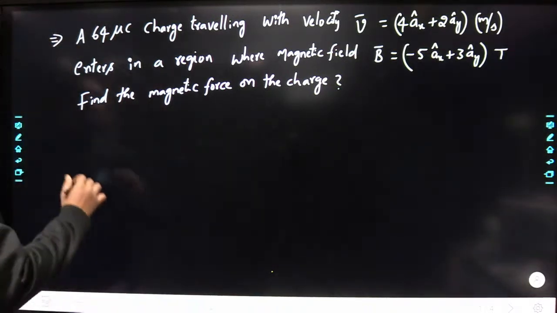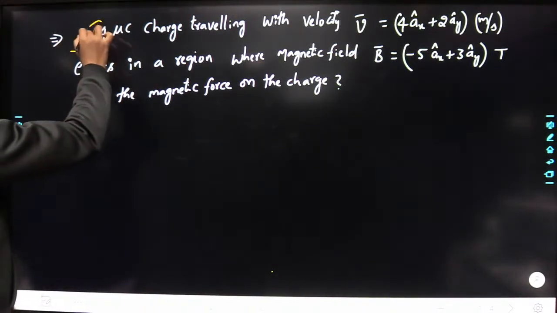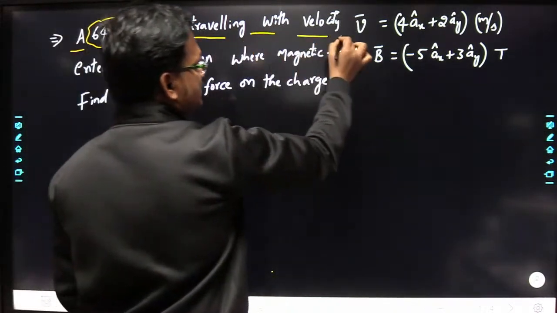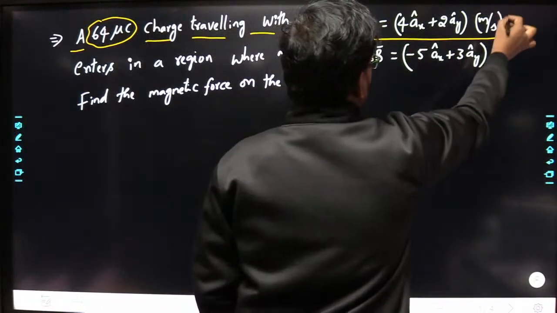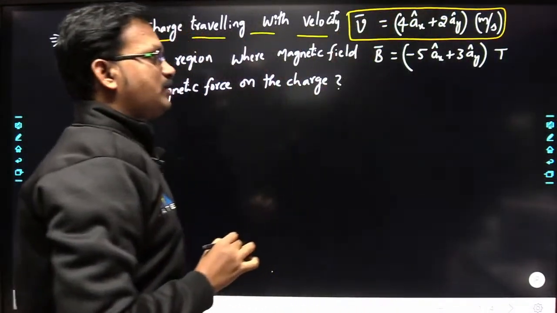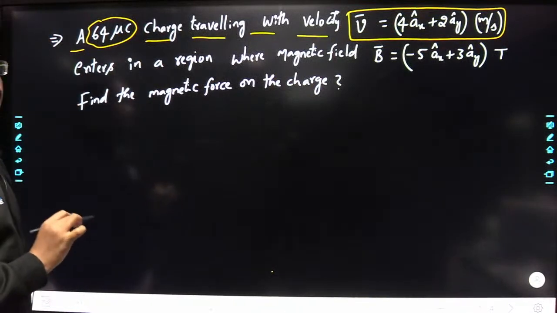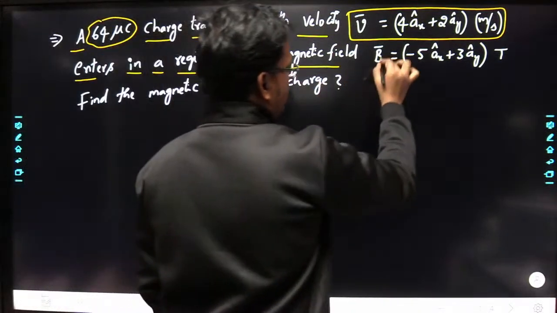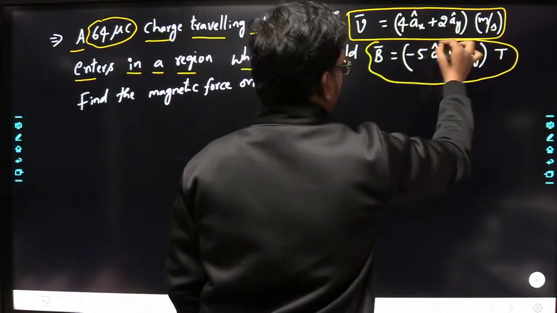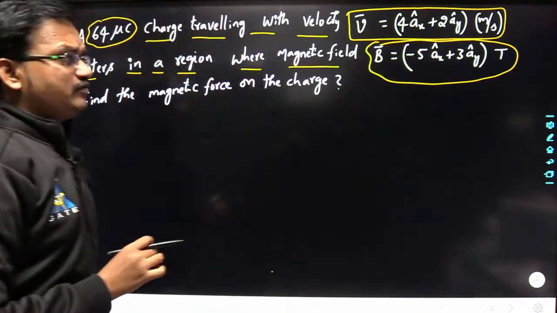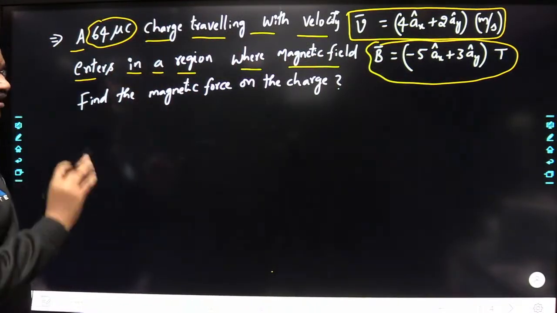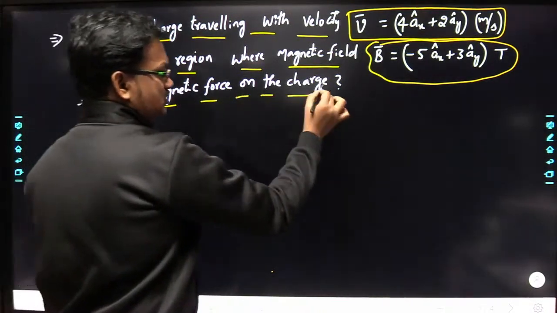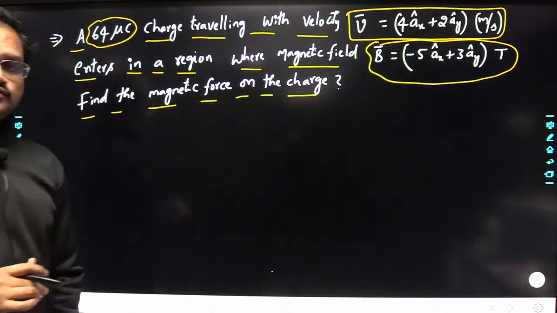Now here they have given that a 64 microcoulomb charge traveling with velocity V bar is equal to 4 ax cap plus 2 ay cap meters per second enters a region where the magnetic field B bar is equal to minus 5 ax cap plus 3 ay cap Tesla. Find the magnetic force on the charge. They are asking to determine the magnetic force on the charge.